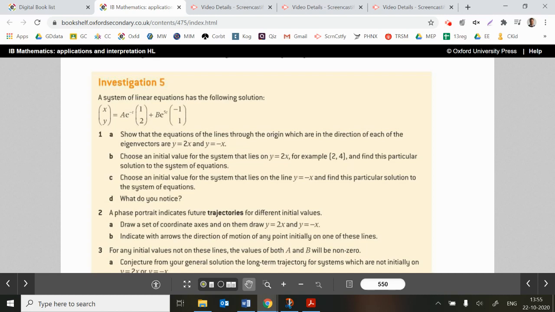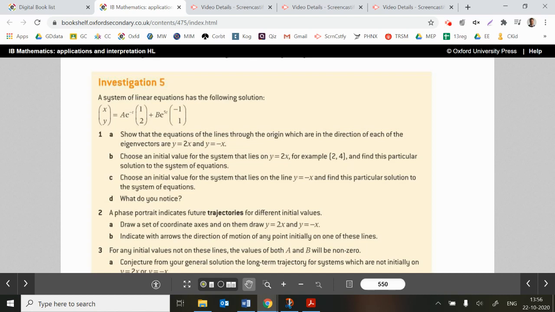And if you change 1, 2 into 2, 4, or 3, 6, whatever, you're still getting out this equation here. So this xy depends on two things. It depends on this equation here, and it also depends on this equation here, because they're embedded in these eigenvectors. Okay, so for part B, it says choose an initial value for the system that lies on this line here, for example 2, 4, and find this particular solution to the system of equations.